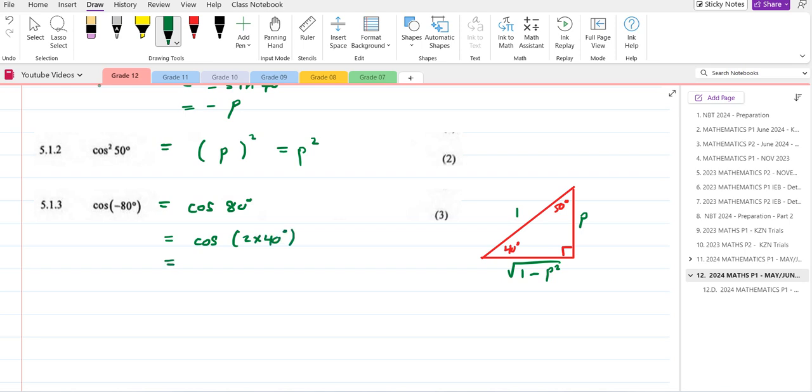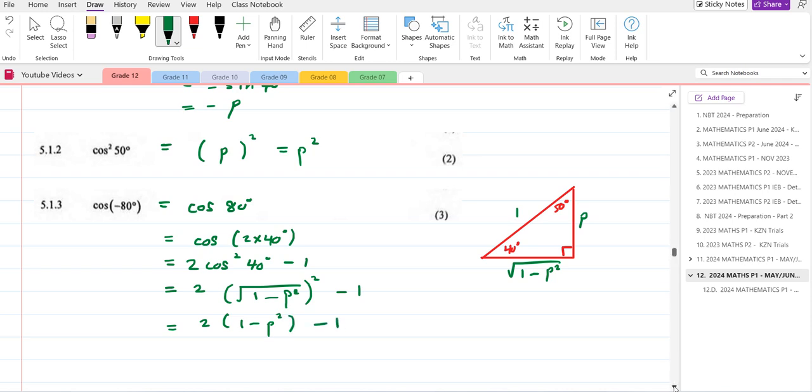And we can use the formula 2 cos squared 40 minus 1. You've got 3 different formulas, and it doesn't matter which formula you use, you're still going to get the same answer. You can use any one you like. So 2, what is cos of 40? Adjacent over hypotenuse, so that is the square root of 1 minus p squared, minus 1. So we have 2 into 1 minus p squared, squaring a square root falls out, minus 1. And you can simplify this.